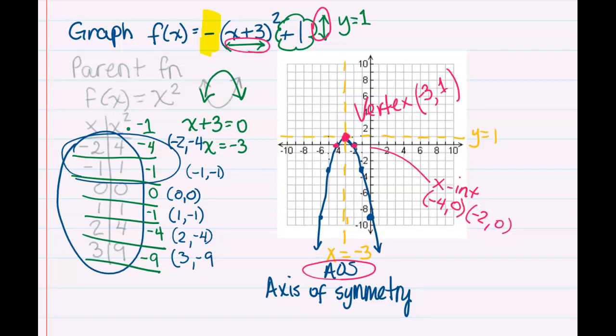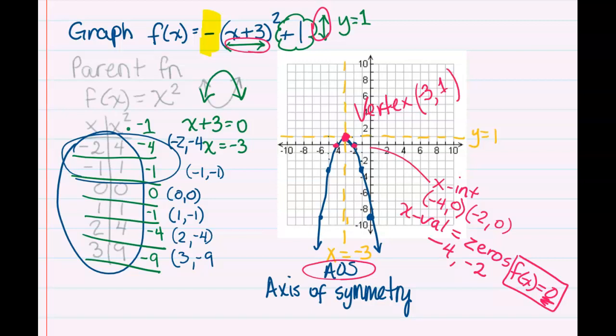The other thing that's associated with the x-intercepts is that the x values of our x-intercepts are the same thing as what we call the zeros of our function. In other words, it's when our function f of x is equal to 0. That means the y value is equal to 0. So the zeros for our function are -4 and -2.